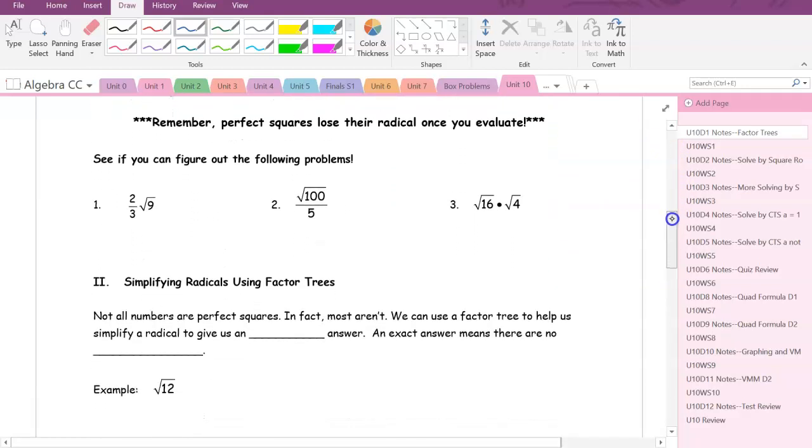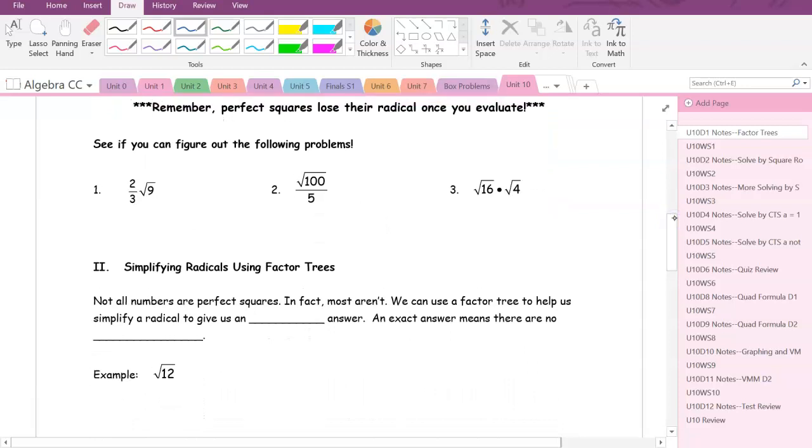All right, so let's practice those. Remember, perfect squares lose their radical once you evaluate. So what makes them perfect is that they no longer need the square root on top. So let's see if we can figure out the following problems. The square root of 9 is 3, and that's because 9 is just 3 times 3. So 3, and then we're just going to multiply by 2/3. 2 times 3 is 6, divide by 3 is 2.